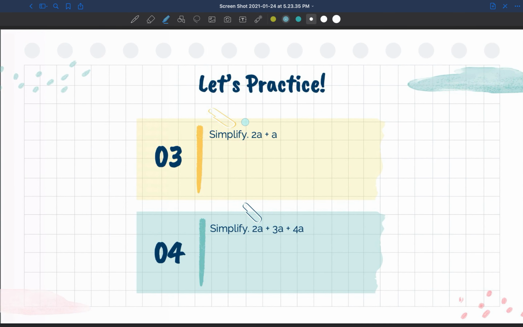Moving on to number 3, it says simplify 2a plus 3a. So how many a's am I going to write out? Go ahead and write it down, pause the video, and then come back and we'll see if we have the same answer. So we would have a plus a plus a plus a plus a. We have 5 a's. And 5 a's we could simplify to what? 5a.